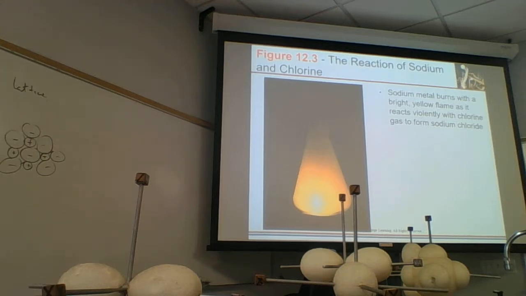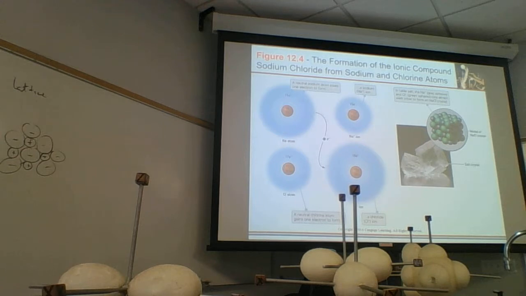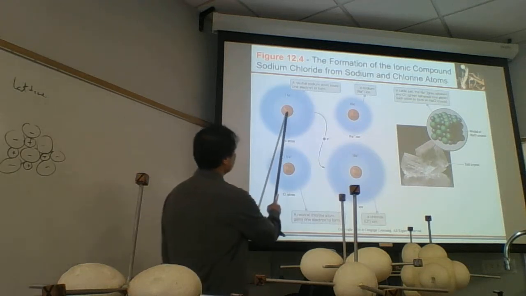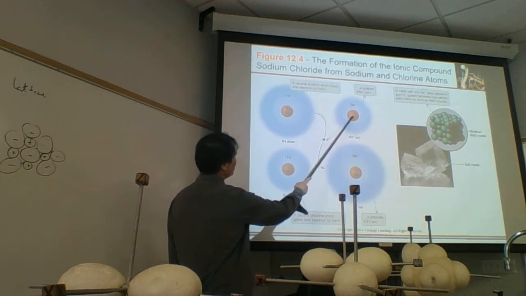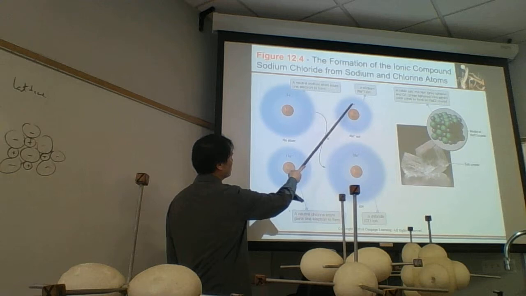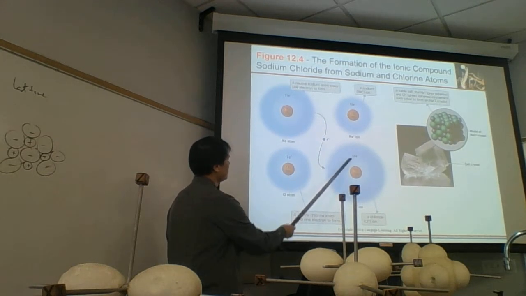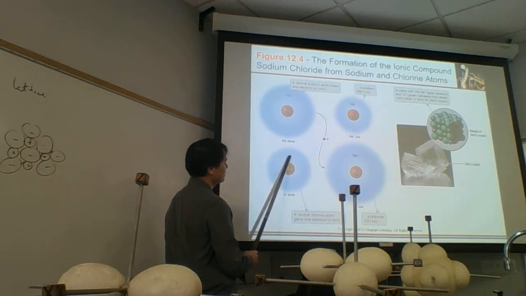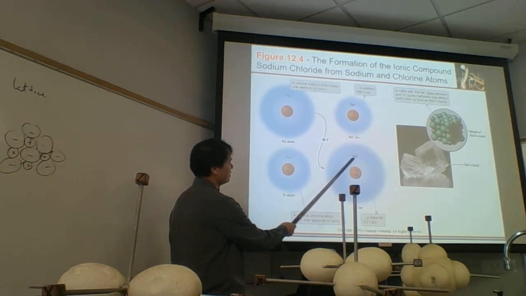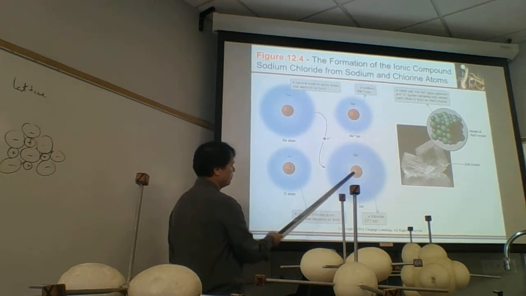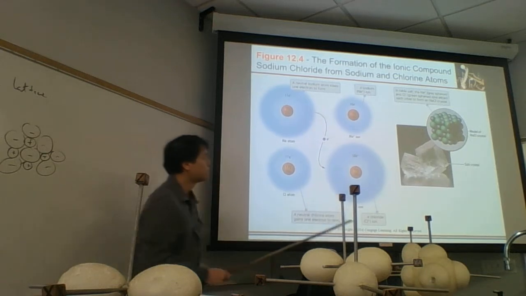So this is the formation of sodium chloride from sodium metal and chlorine gas. Very violent reaction. Here's what's happening with the sizes here. When sodium loses an electron, it shrinks to about half the size because we got 11 protons and 10 electrons. When chlorine gains an electron, it doubles its size. Because now we got 17 protons, 17 electrons, going to 17 protons, 18 electrons. 18 electrons are harder to handle than 17 protons.